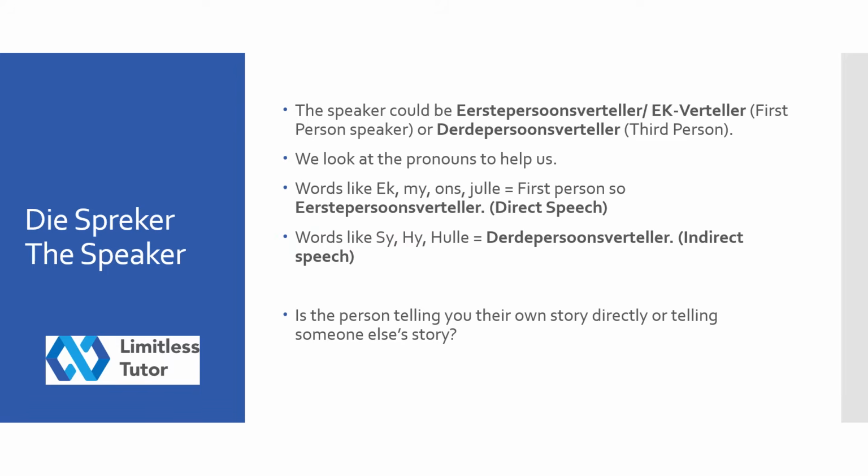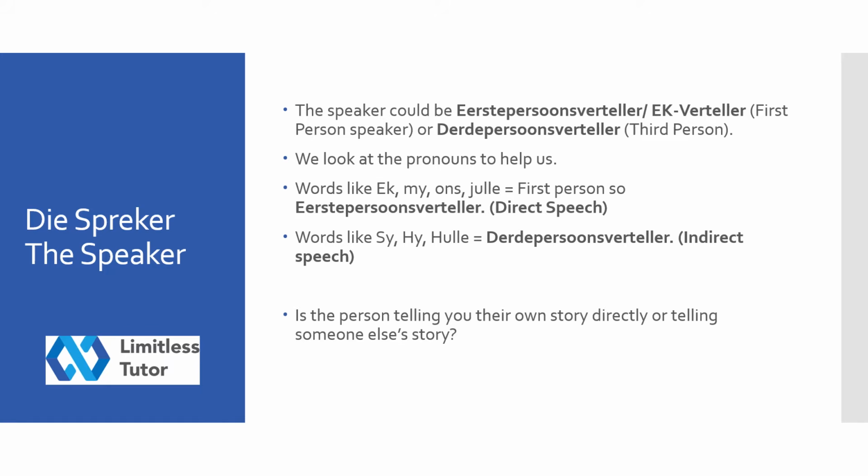Okay, so we look at the pronouns to help us. Words like ek, my, ons, julle, those are first person pronouns. That's direct speech. Okay, so if we see those, it means that it's a first person speaker. Okay, and then if we see words that are third person like sy, hy, hulle, then that would be derdepersoonsverteller. Okay, this is not always, it's just generally. Okay, it might be a little bit more advanced, but this is just a guideline.